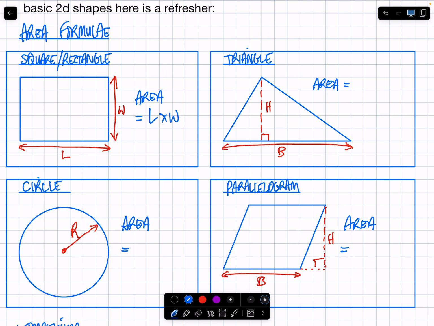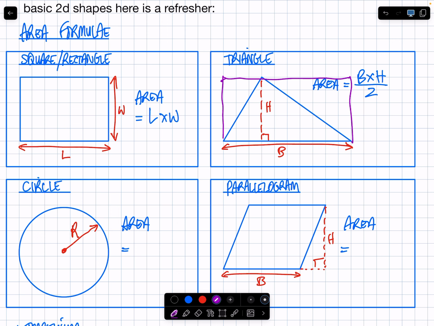Does anyone know off the top of their head what the area of a triangle is? Keep going. I like the base times by height part. Divided by 2. Good. Base times by height over 2. You don't need to copy this part in purple down. But why is it divided by 2? Because any triangle is always half of a rectangle here.